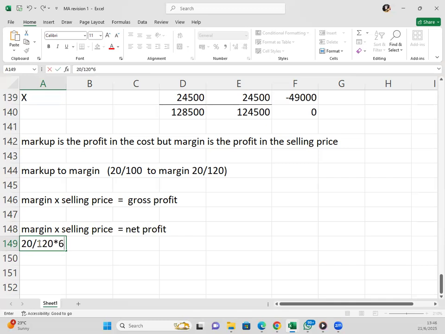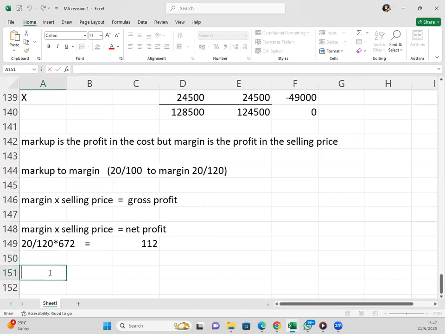Was it 672? So what is our net profit? 20 over 120 times 672. 112. Yes, 112.